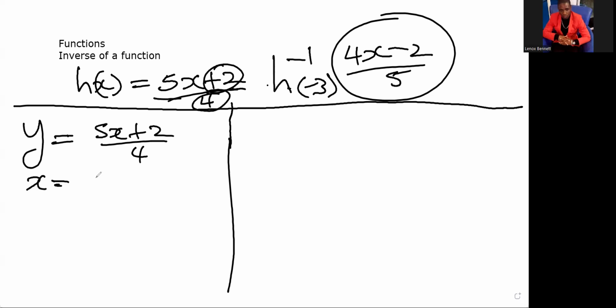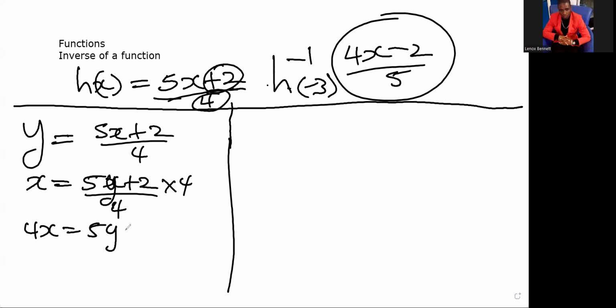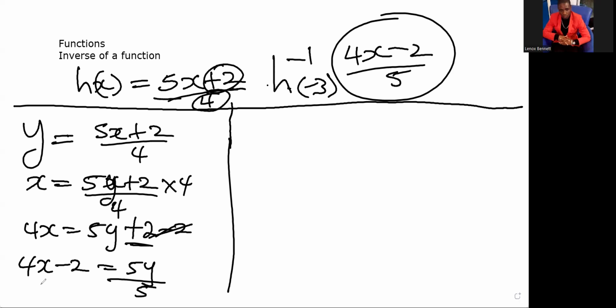Next, interchange x for y, y for x. And then we solve for y. So we get rid of the 4 first. Find the inverse of plus 2, minus 2. Anything we do to one side, we do to the next side. Final step, divide by 5, call it a multiply. So there we have the inverse of h.